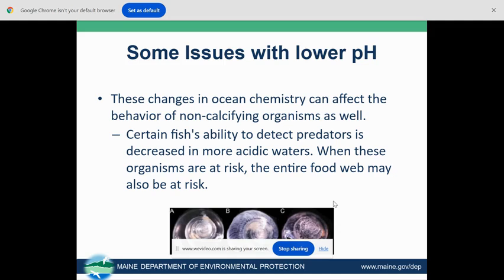Now, those organisms, those fish, are at risk. They get eaten, and then the food web may also be at risk. The predators are going to benefit for a while until their prey is suddenly all gone because they've been eaten by all the other predators. Now there's no basis for their food in the food web.